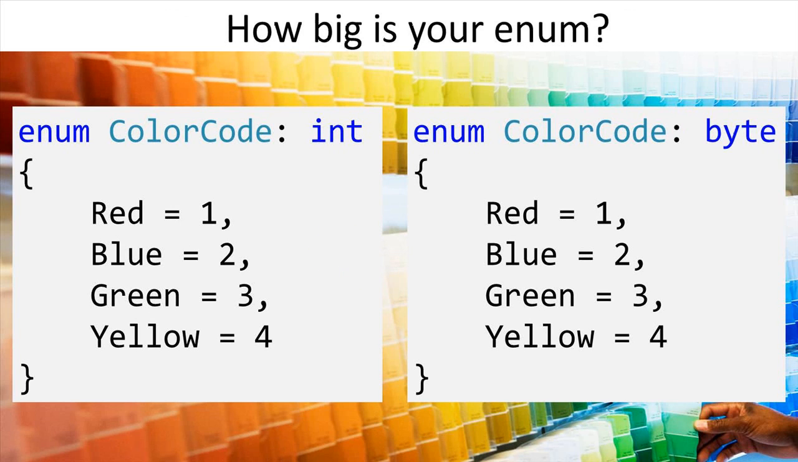Since our color code enum contains only 4 values, defining it with the underlying int type, which holds up to 2.1 billion negative and positive, could be a little bit of waste of resources. Let's say we will never have more than 100 colors. A byte can hold 256 combinations. We should define our color code with byte as the underlying data type seen in this code.